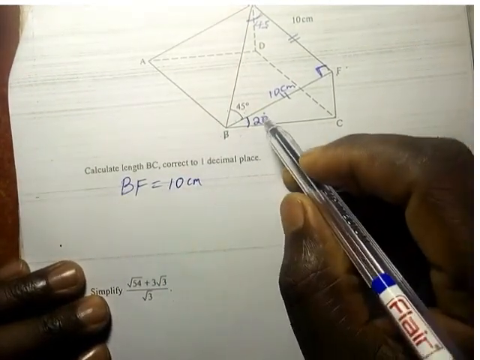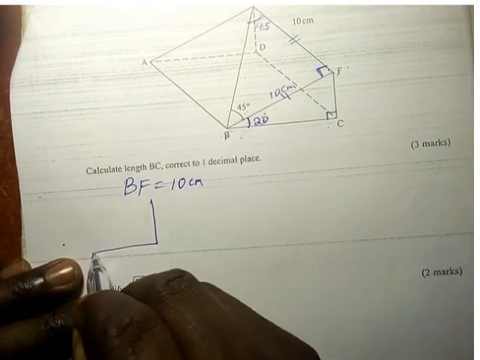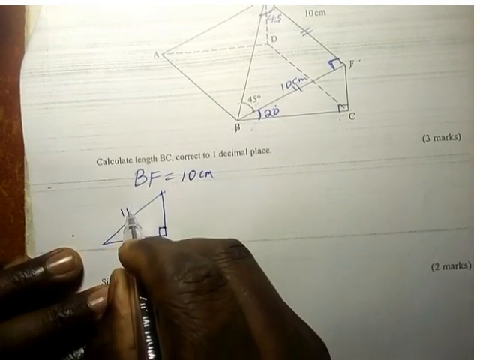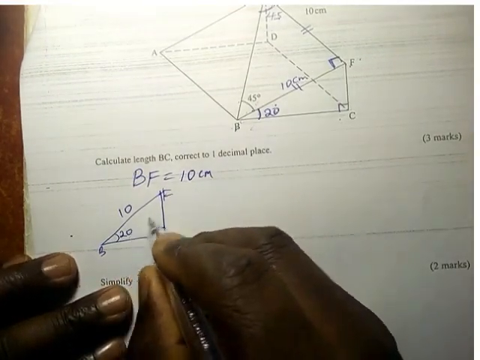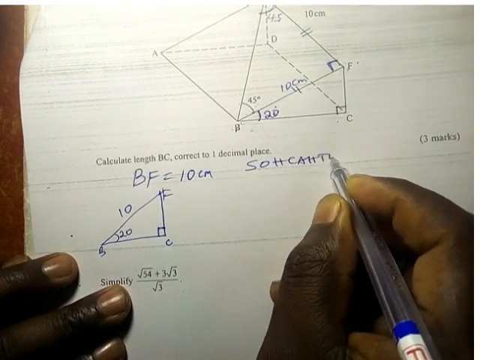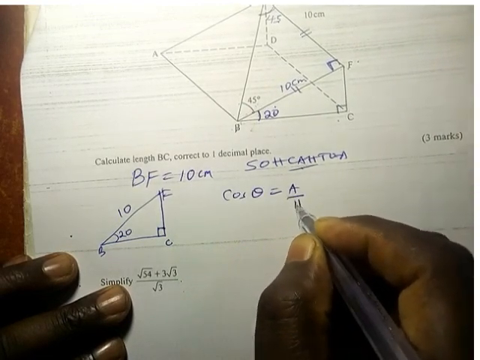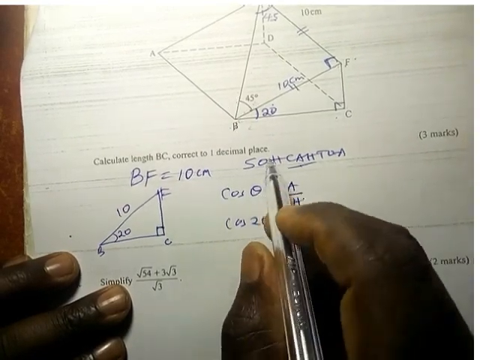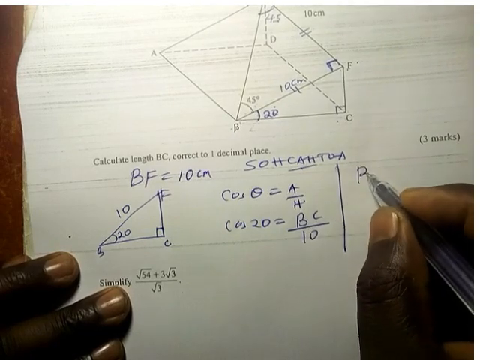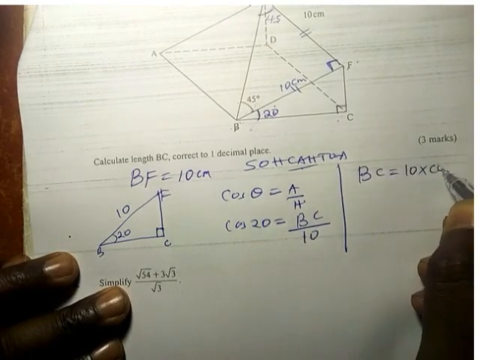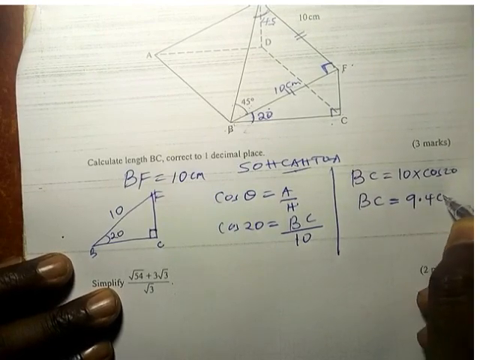So now we have PF, we want to get the length PC. We will extract this right angle triangle here. We have 10, 20, B, C, F. To get this one, we can use SOHCAHTOA. So cos theta is equal to adjacent over hypotenuse. So cos 20 is equal to adjacent, PC, divided by hypotenuse 10. So PC is equal to 10 times cos 20, which is 9.4 centimeters.